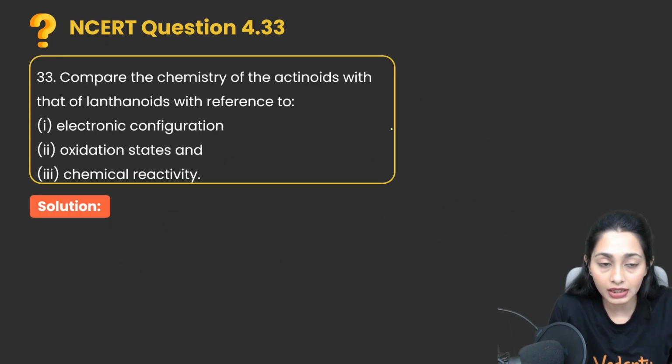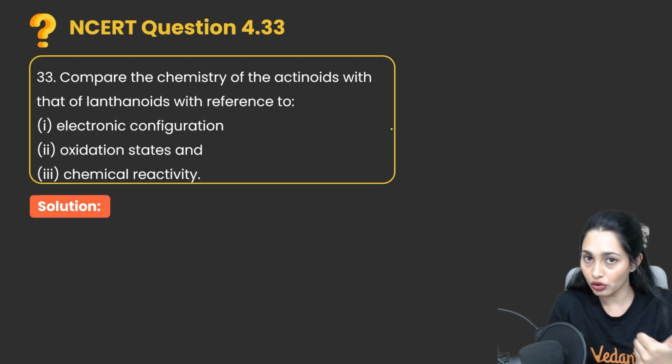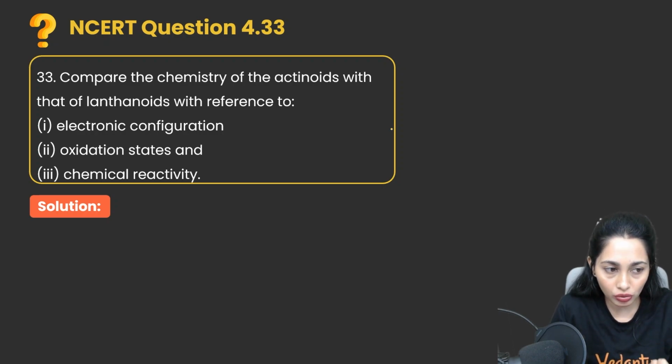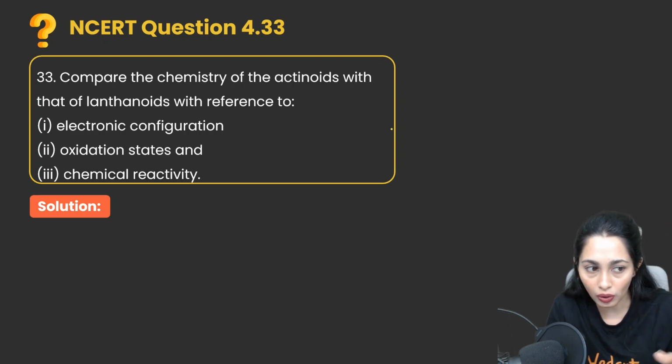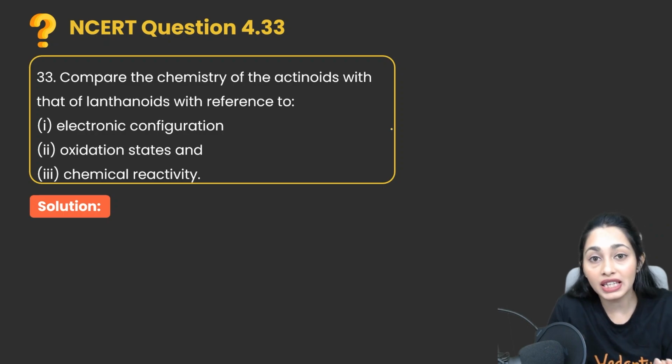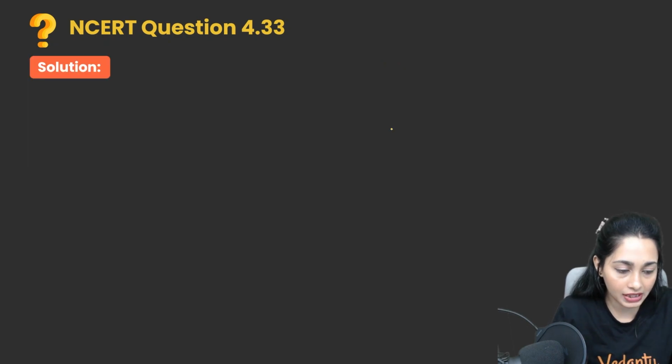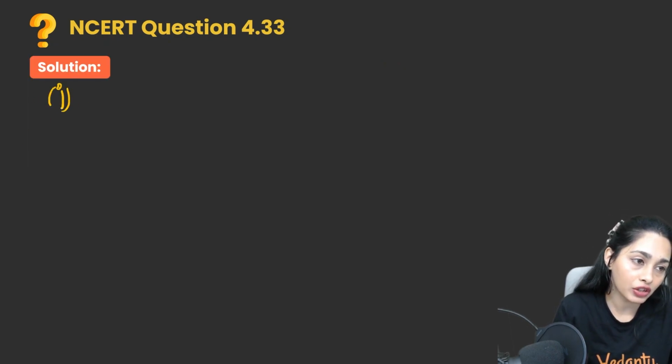Question number 33. Compare the chemistry of the actinoids with that of lanthanoids with reference to electronic configuration, oxidation state, and chemical reactivity. We have to compare these two with respect to these characteristics. So let's start with the electronic configuration.